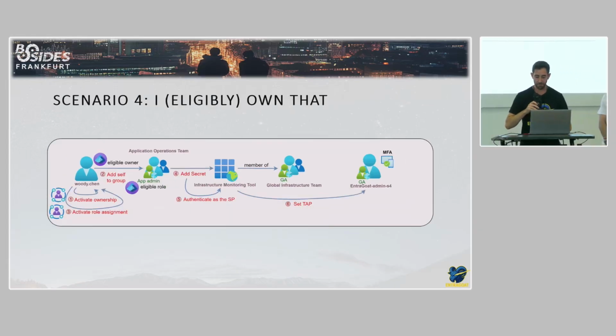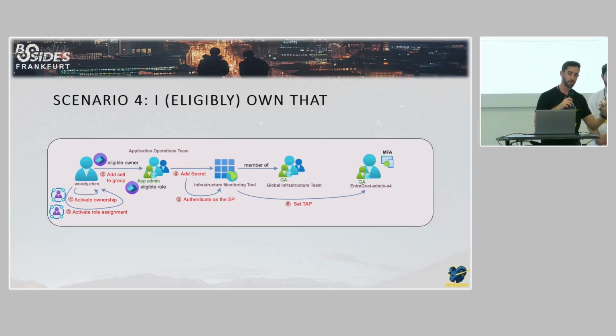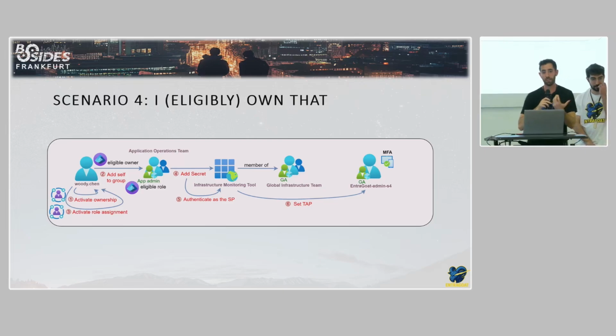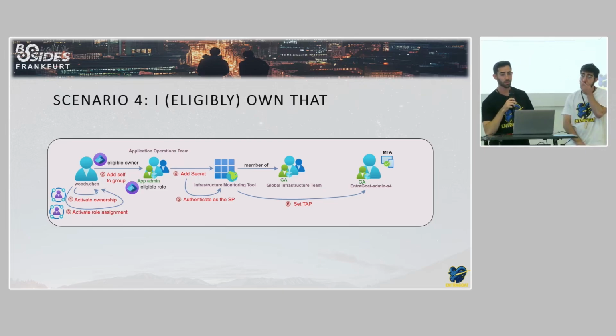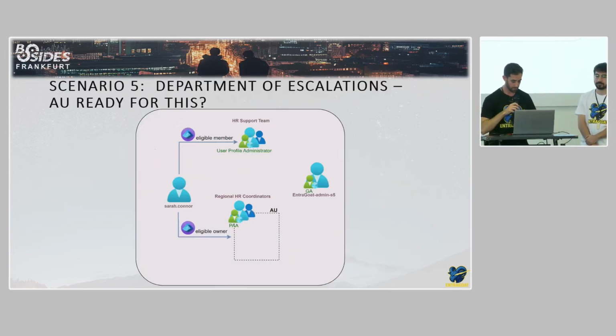Okay, so those were the 4 first scenarios. The 5th and 6th scenarios are a bit more complex, because we wanted to explore different attack paths that are not beginner-friendly, but much more complex, but more fun, and show more features within Entra ID. So, scenario number 5, which is called Department of Escalation. Are you ready for this?